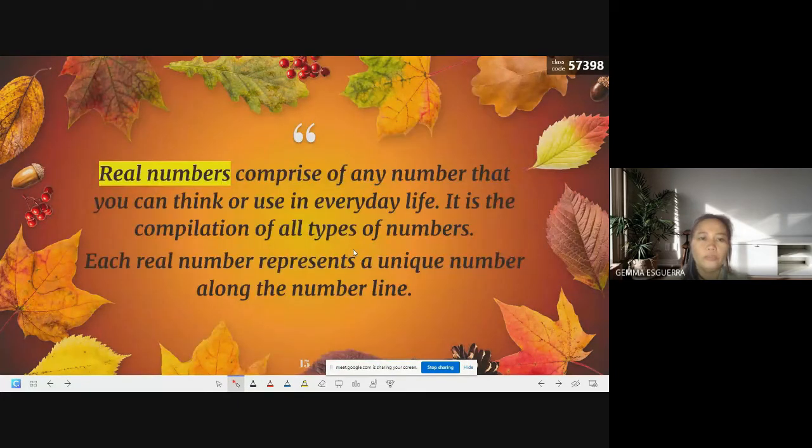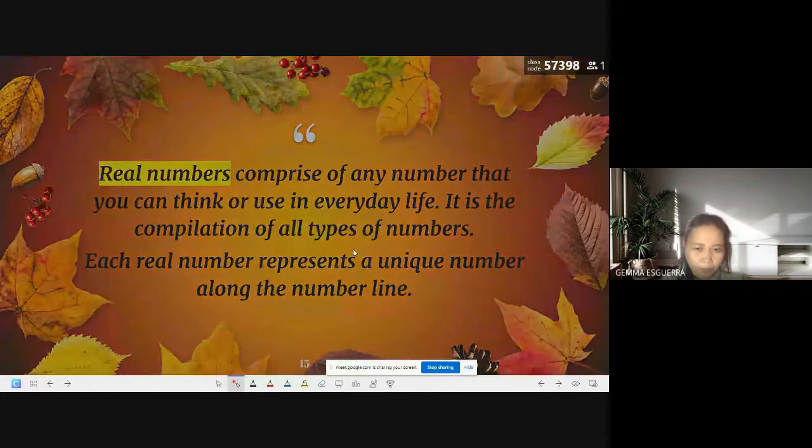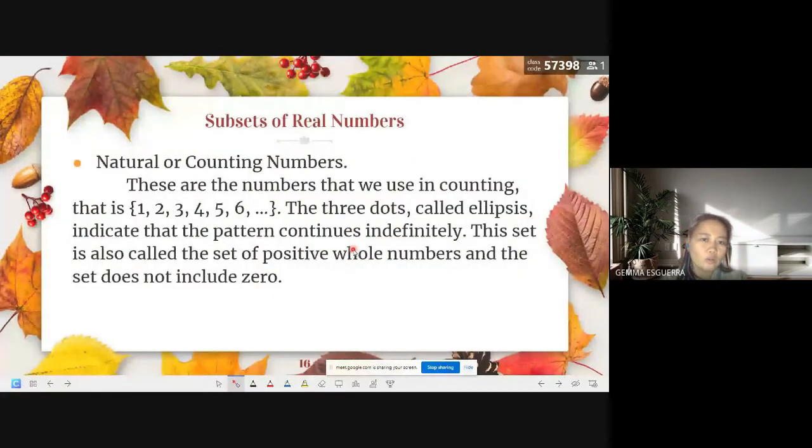Okay, so real numbers. So real numbers comprise of any number that you can think or use in everyday life. It is the compilation of all types of numbers. Each real number represents a unique number along the number line. So, kung titingnan po natin, yung sa real numbers yung nakikita natin, yung ginagamit po natin. So, natural or counting numbers, these are the numbers that we use in counting. For example, 1, 2, 3, 4, 5, 6, and so on.